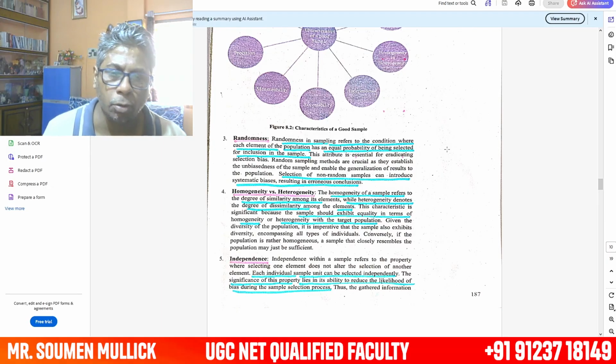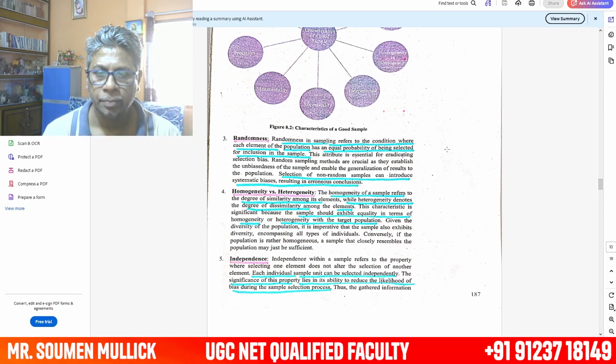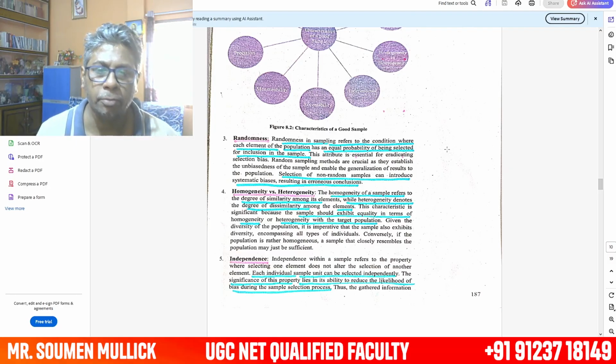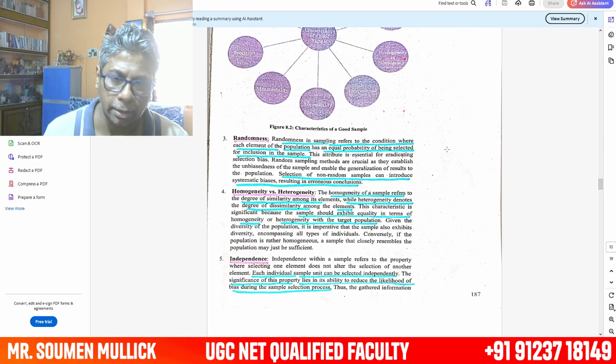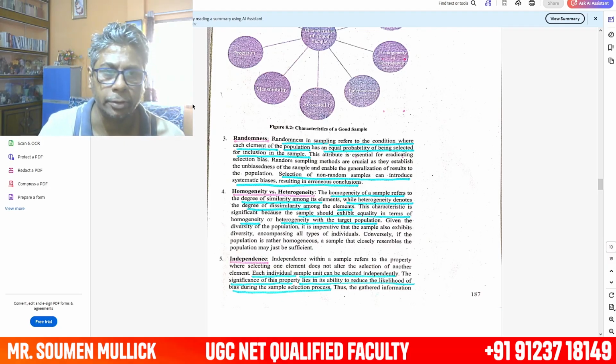Next important, homogeneity and heterogeneity. The homogeneity of samples refers to the degree of similarity among the elements, and heterogeneity means the degree of dissimilarity among the elements. Clear? And the sample should exhibit equality in terms of homogeneity and heterogeneity with the target population.